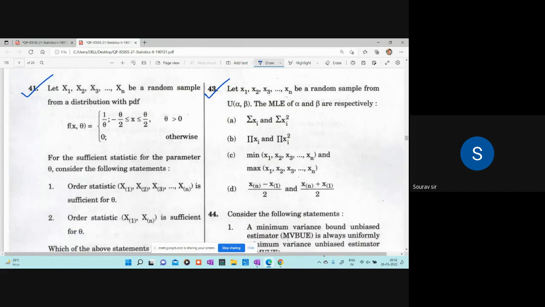Okay. Let us try this 43. We have a random sample of size n from uniform alpha beta, and the MLE of alpha and beta respectively is what? Basically, summation xi square, product of xi square, minimum of x1 x2 xn or maximum of x1 x2 xn, or x order n minus x order 1 by 2, or x order n plus x order 1 by 2. So, can you answer this question?